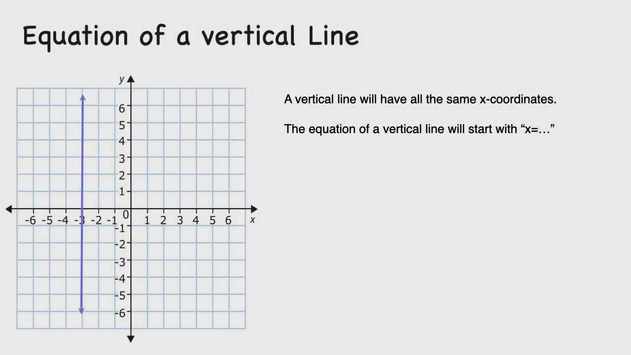How about the equation of a vertical line? A vertical line, as you can see, will have all of the same x coordinates. Any point that lies on that line has the same x coordinate. For that reason, the equation of a vertical line will start with x equals something. In this case, x equals -3 is the equation of this vertical line.